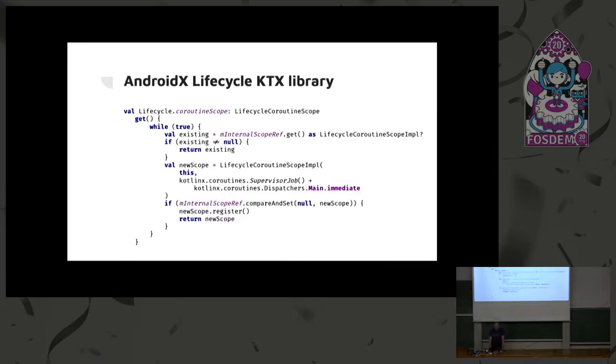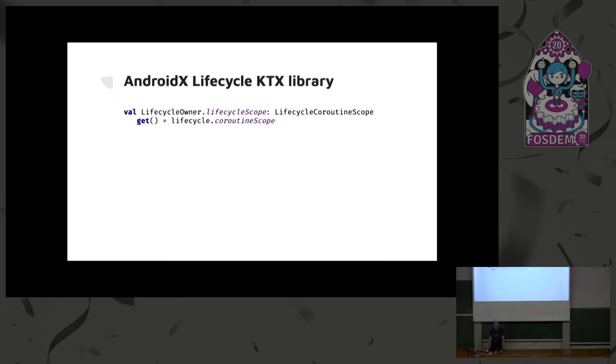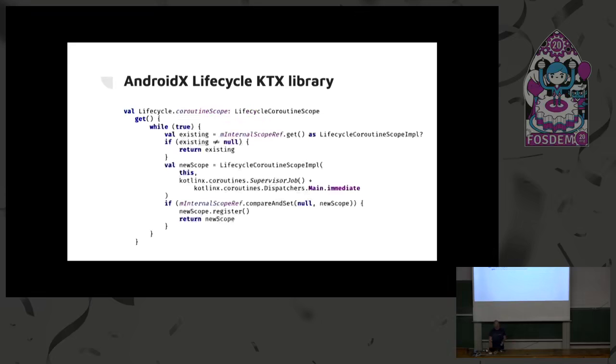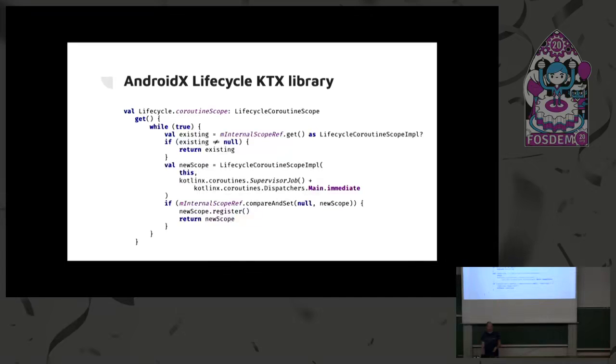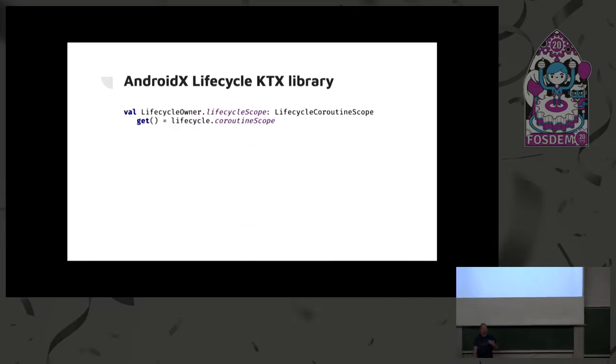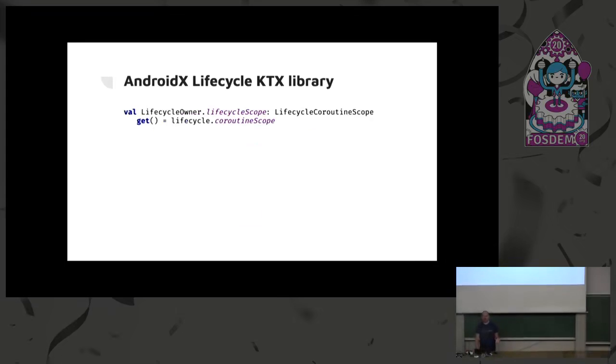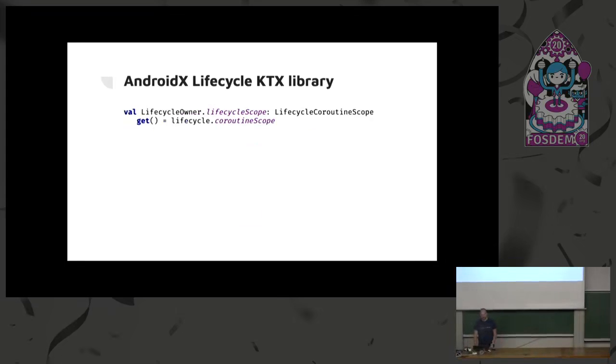Then it has another extension property on the lifecycle owner interface, which basically is your activity or your fragment. And this is the lifecycle scope, and it's just a getter that gets the coroutine scope from our other previous lifecycle coroutine scope. So these are the two things that enable coroutine lifecycle management automatically for us.